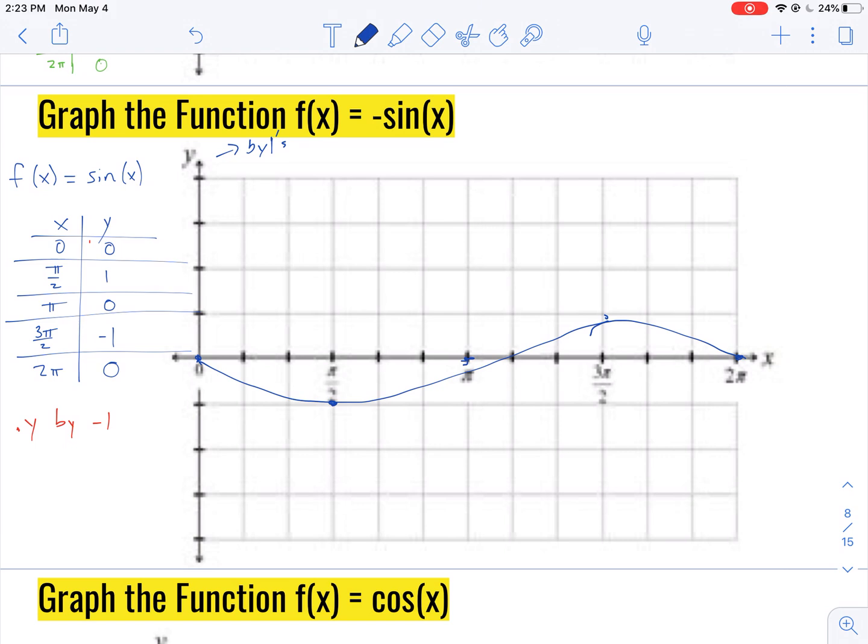Whenever we're working with sine and cosine, always should have this wave shape. It might change where it starts, might change which direction it goes, but it's going to have that same shape regardless. So that's what I would do with a negative up front. It's just a reflection over the x-axis. You're just multiplying your y values by negative 1, and I don't even have to make a table of values there.